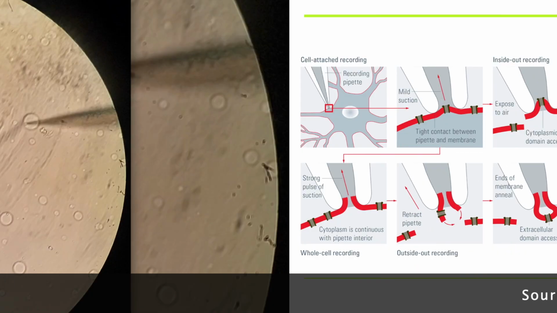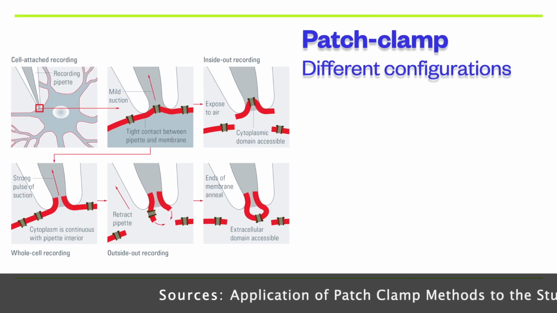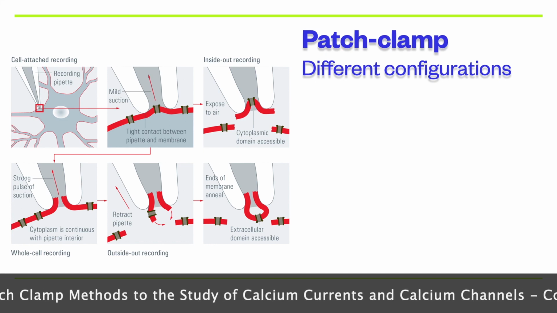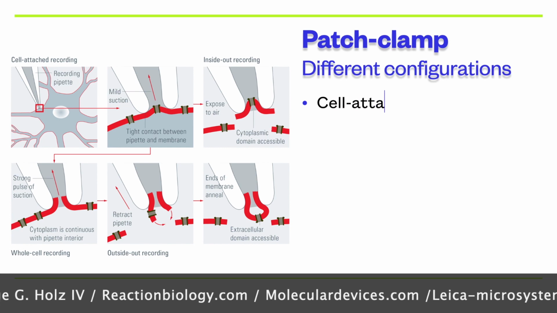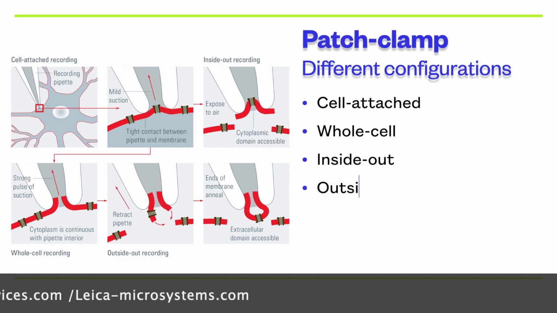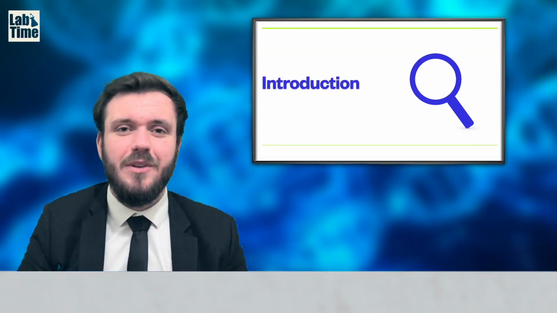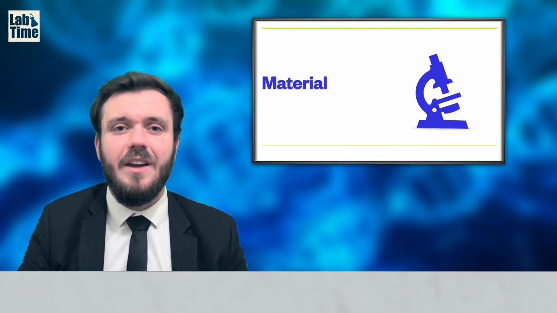There are 4 different configurations of patch clamp based on the attachment of the micropipette to the cell. So we have cell attached, whole cell, inside out, and outside out. Thanks, Professor Ferrante. Now, let's see what a lab in which we use patch clamps looks like.